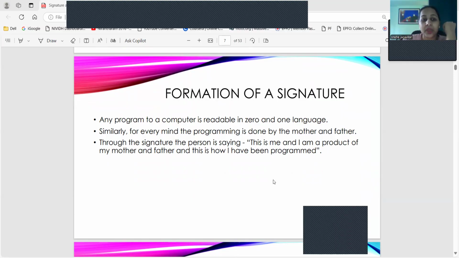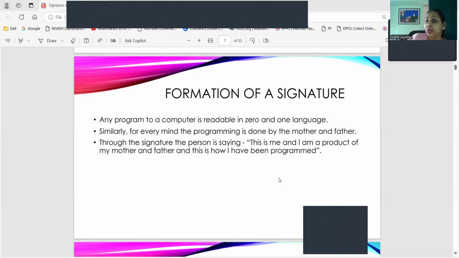Now the thing is, just like we were programmed when we were children, we have been programmed by both the parents, by the mother as well as the father, right? This programming that happens in our brain, or in any child's brain, is up to the seventh year of the child. This programming is done equally by the mother as well as the father.